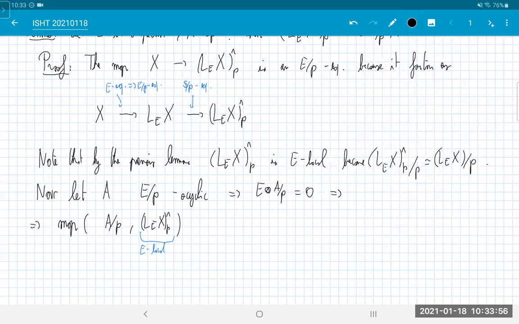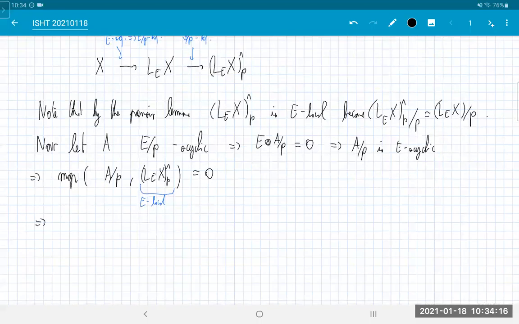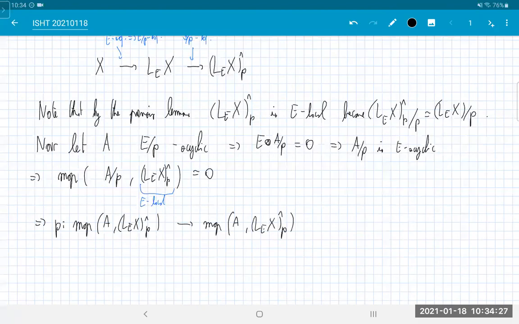Okay, let A be E mod P acyclic. Therefore, E tensor A mod P is 0. Therefore, A mod P is E acyclic. And therefore, the mapping spectrum from A mod P to this P completed LEX is 0. Therefore, multiplication by P on the mapping spectrum from A to this guy is an equivalence. But this guy is also P complete.